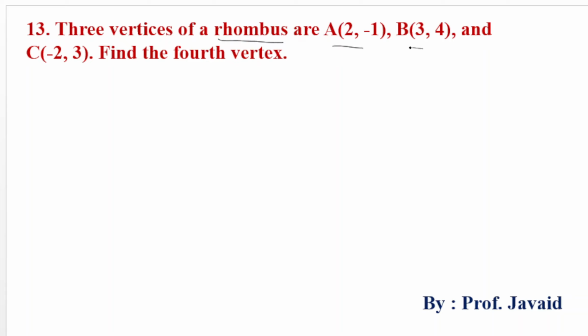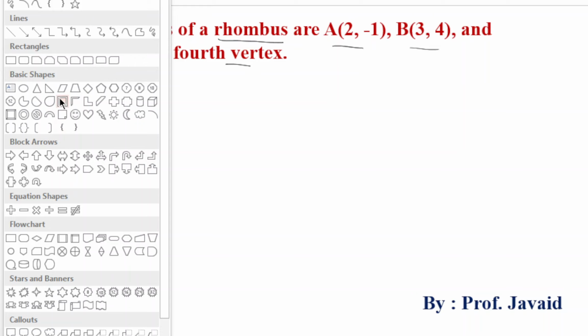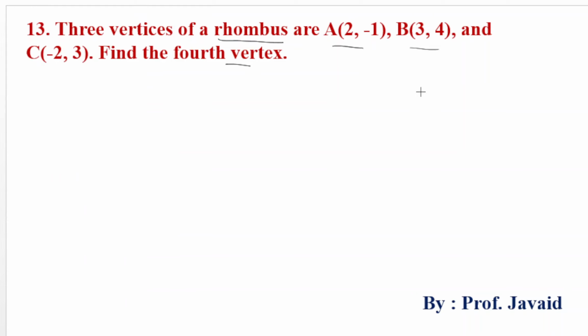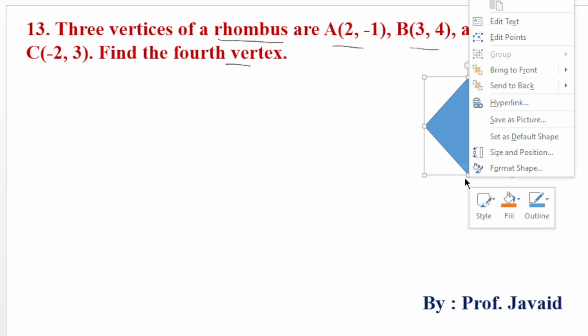The three vertices are A, B, and C. Find the fourth vertex. These vertices are given, and we have to find only one vertex. For this, I want to draw a diagram to make the question easy. Okay, so let me make it like this. The rhombus is like that.